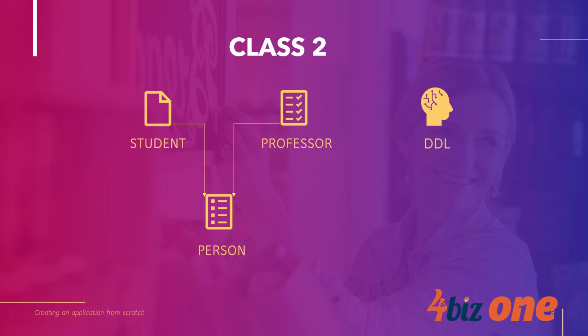Welcome to this class. In it, we will learn how to create relationships between our business objects. We will also learn about DDL and its purpose. I want to draw your attention to three particular business objects: alumno (student), professor, and Pessoa (person). In our relational model, when we create a professor or a student, we are automatically creating a person.